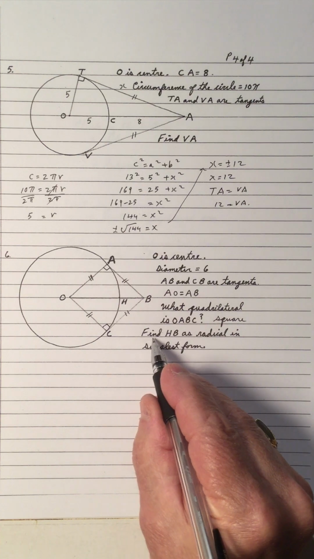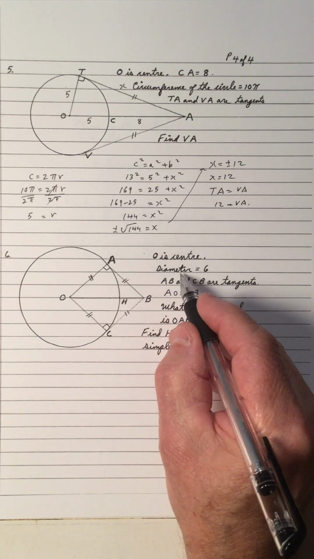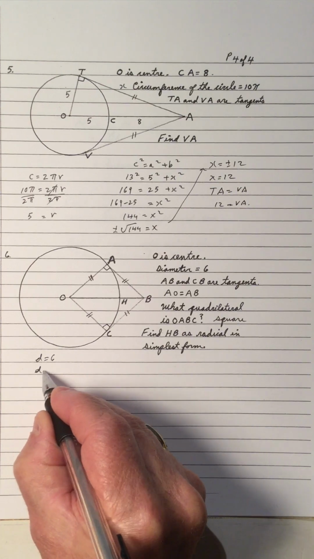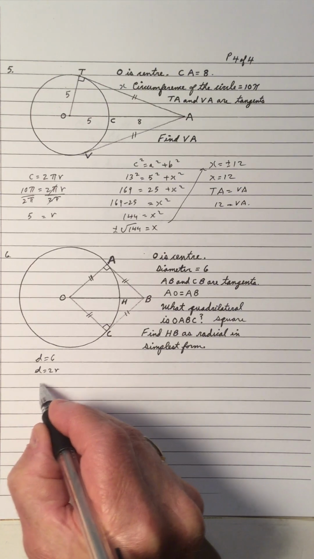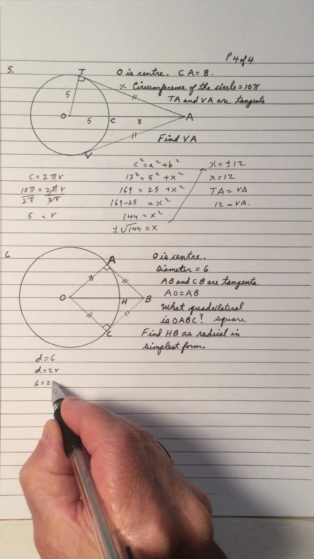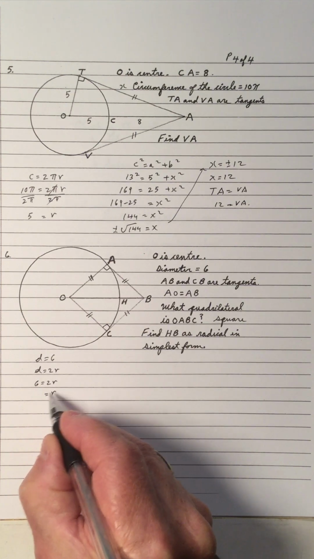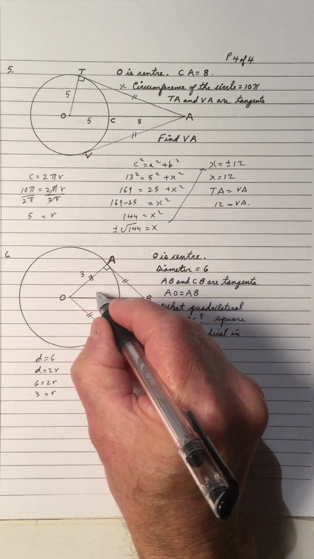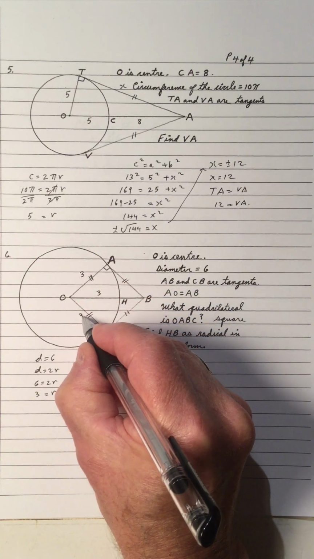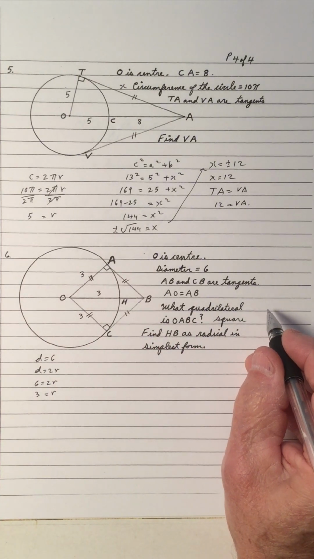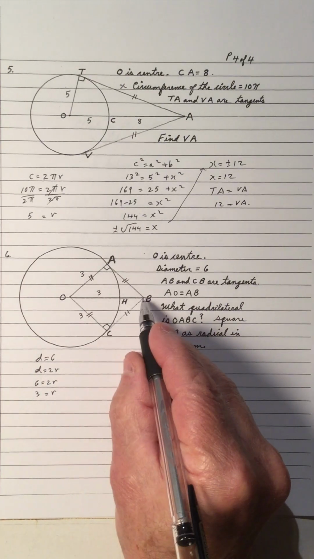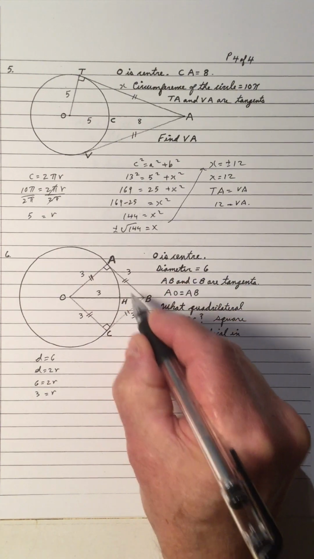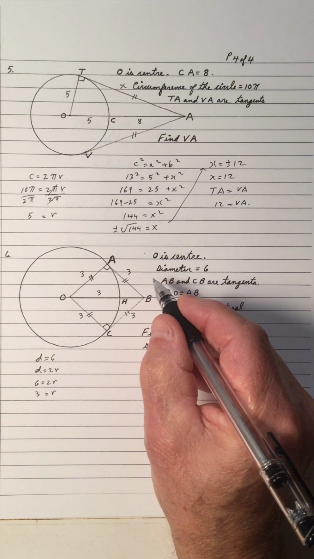Now we have to find the length of HB. So the diameter is 6. The diameter is twice the radius. That means 6 is twice the radius. Divide by 2, the radius must be 3. So if the radius is 3, that's 3 there, and that's 3 there, and that's 3 there. How do we get the length of this side? Well, this is a square, so this is 3, and this is 3. All the sides are the same.